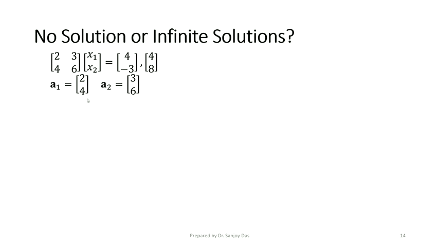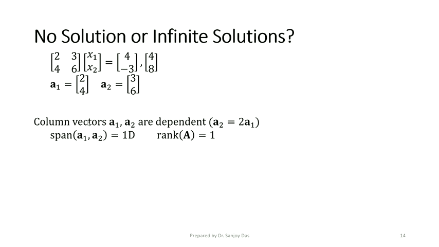In fact, 2, 4 multiplied by 1.5 and you get 3, 6. So these two are actually pointing in the same direction, right? So one is 1.5 times the other. So you cannot express any two-dimensional point uniquely in terms of A1 and A2. The column vectors A1, A2 are dependent.